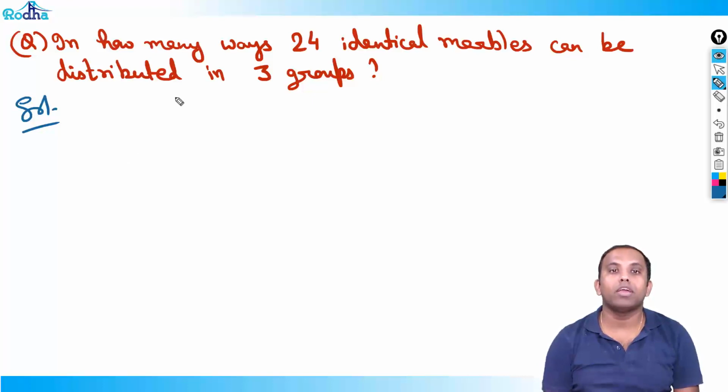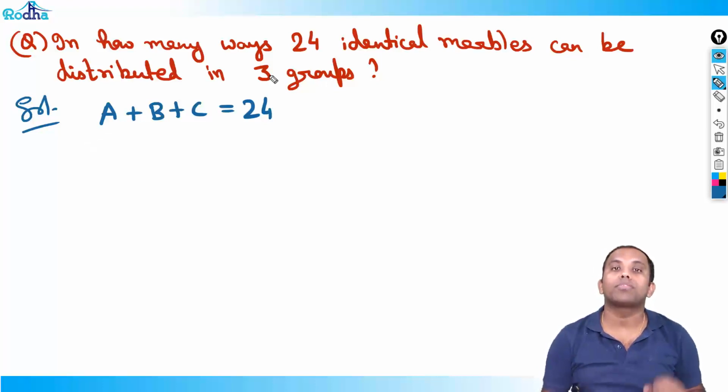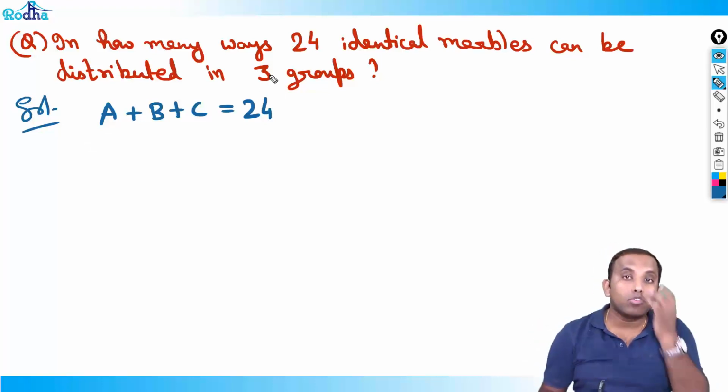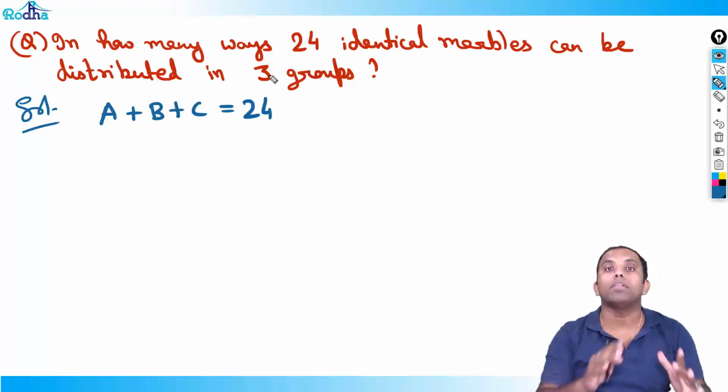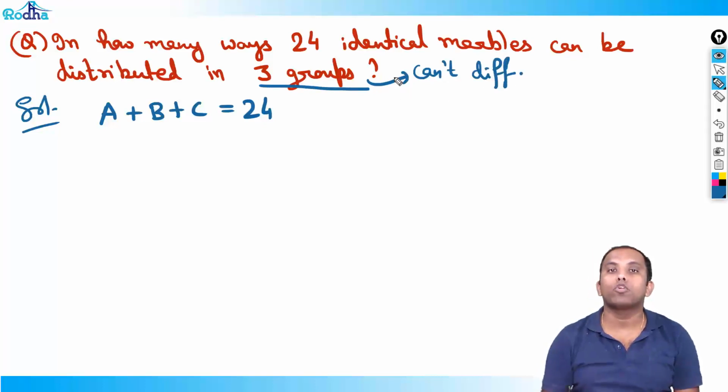What is the smart approach? Same thing. Let the groups be A, B and C. So A plus B plus C equal to 24, right? But there are 3 groups, right? So groups means that these are not 3 people. In 3 groups means you can't differentiate here, right? That means groups is what?